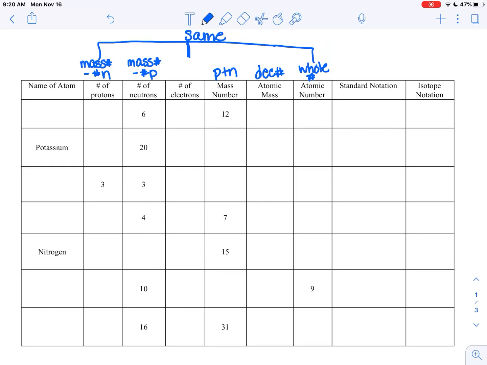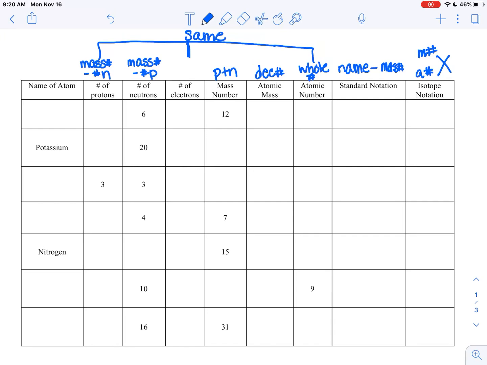And then standard notation and isotope notation are the two notations we were practicing last week. So standard notation is name hyphen mass number, and it's the same as hyphen notation. And then isotope notation was the atomic symbol, the mass number on the top, and the atomic number on the bottom. So now that we have all of that information, we can start filling these in.